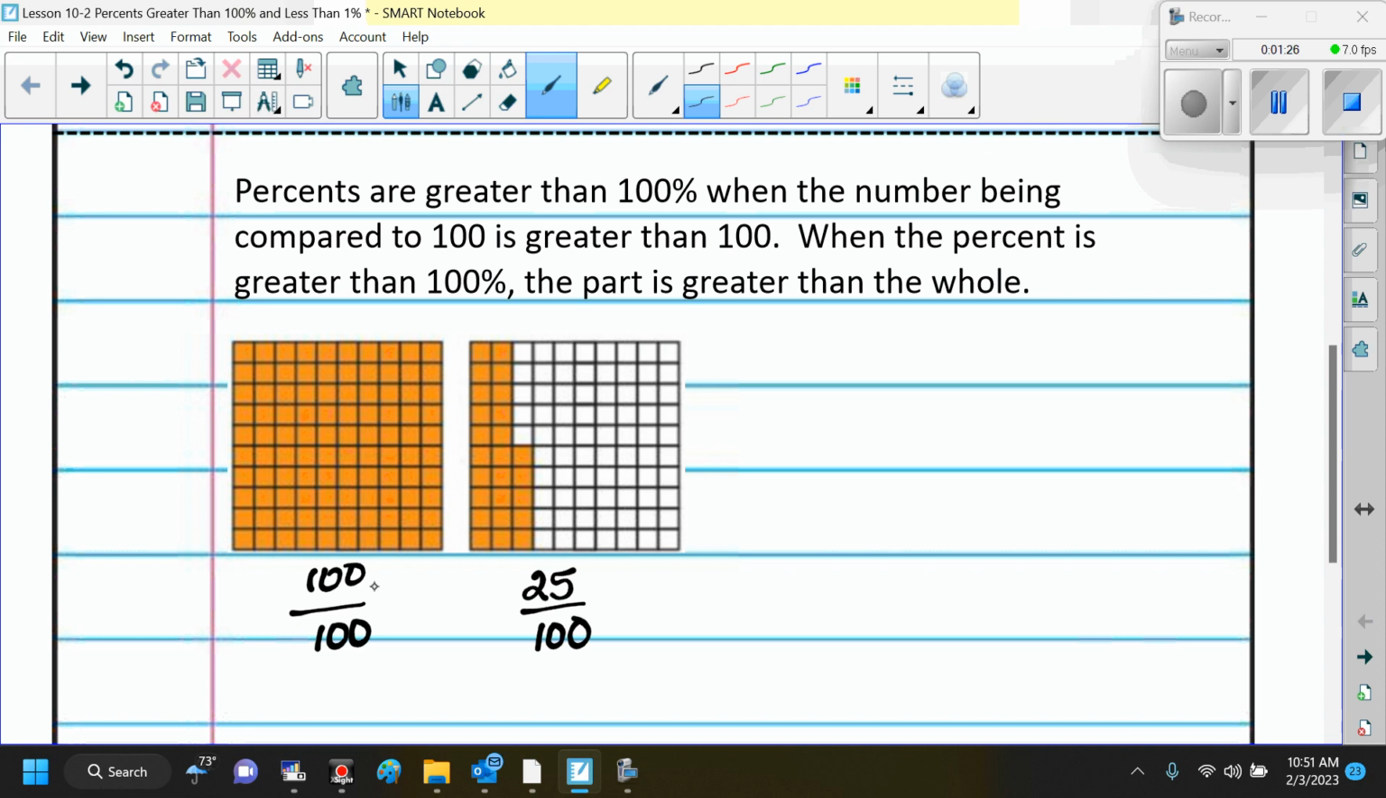So this 100 out of 100, that's 100%, right? That is 100 per 100, which is 100%. This 25 per 100 is 25%. So if I add these together, I'm going to get 125 over 100, and down here, this is going to be 125%. Does everybody see those are equivalent?